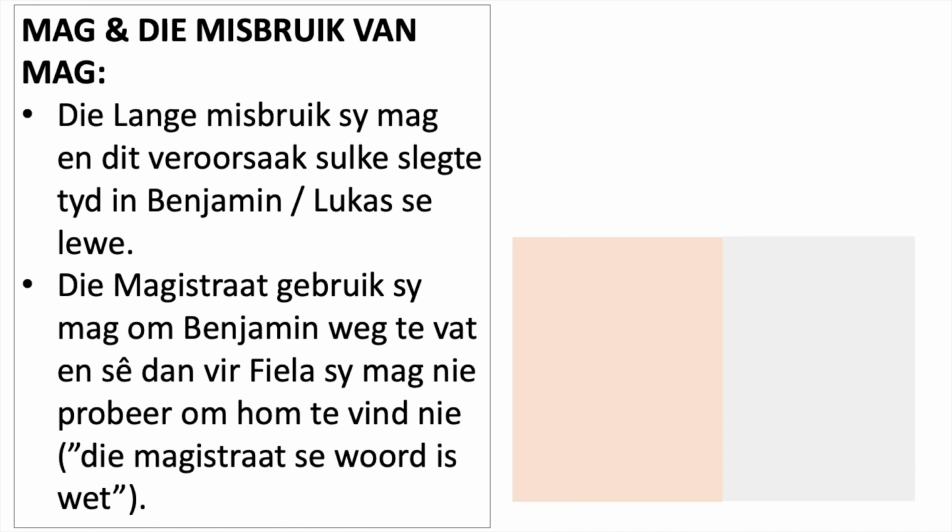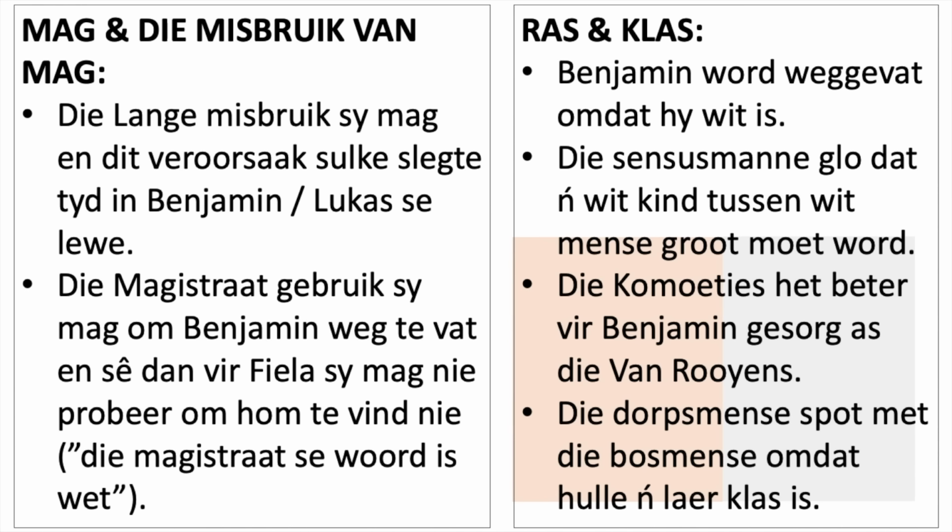Die magistraat gebruik sy mag om Benjamin weg te vat, en sê dan vir FIELA sy mag nie probeer om hom te vind nie. Die magistraat se woord is wet. So this also, the magistrate uses his power that he has to take Benjamin away and to tell FIELA that she can't go and see Benjamin or try to find him. And at one point, FIELA even says, die magistraat se woord is wet. She says the magistrate's word is the law. So he has a lot of power, but this power and the abuse of power theme goes hand in hand with the theme of ras and class, which is race and class.